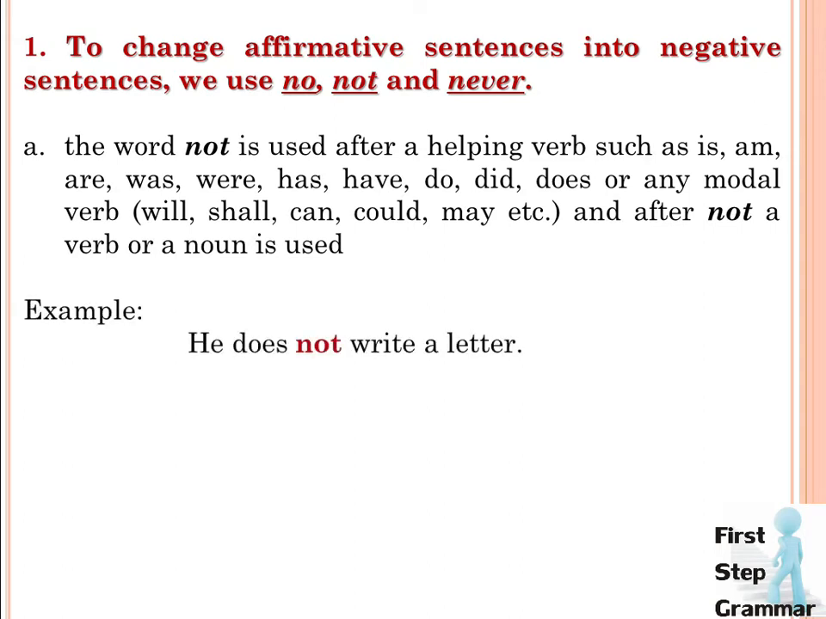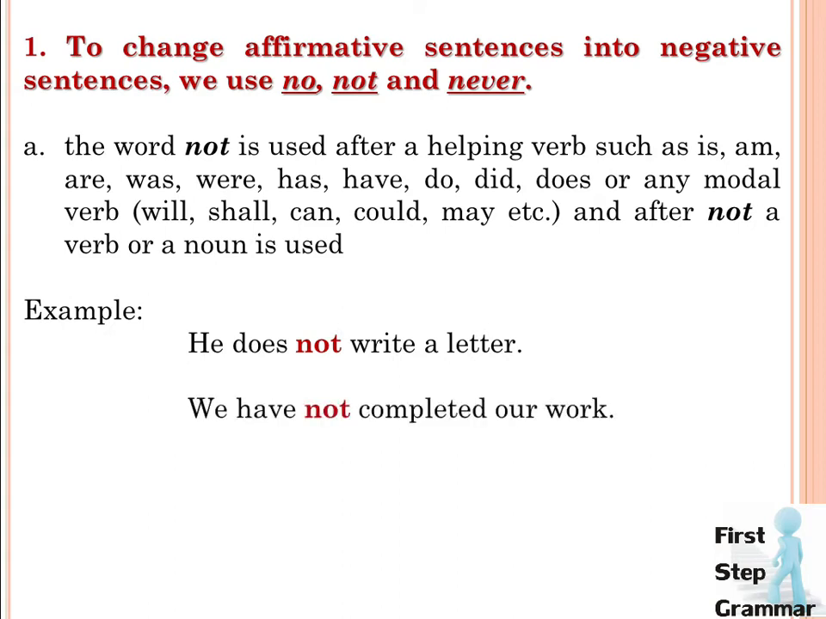He does not write a letter. Now you can see in this sentence, he is the subject, does is the helping verb, and after that we are using the word not to show the negation, and then we are using the base form of the verb, which is the first form of the verb, and then we have the object. So we can see here that not is used after the helping verb does and before the main verb write.